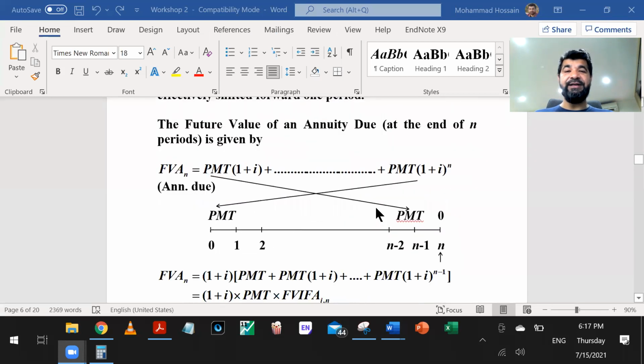So in this case, look at here. You see, the payment starts at 0 because they're starting today, at 0, not after 1 month or 1 year. Today, at 0, you start making the payment. That's what we call annuity due.